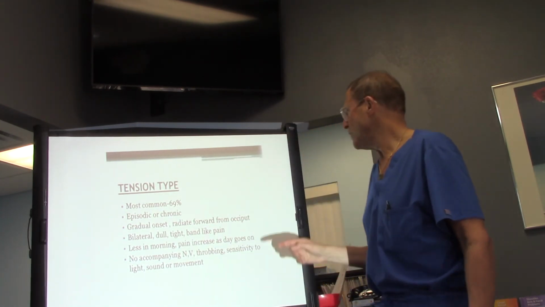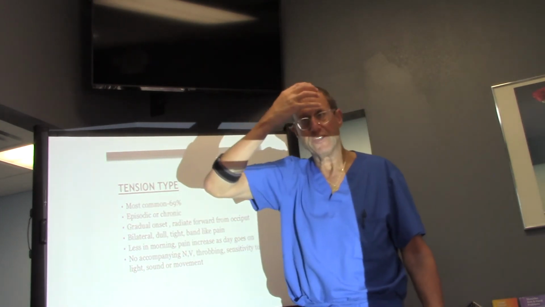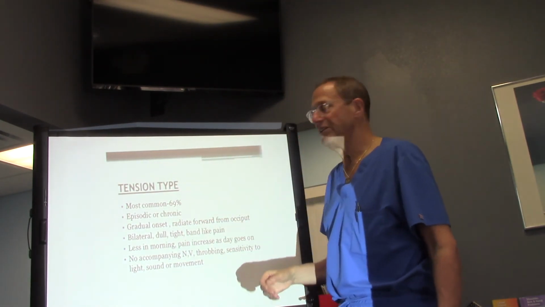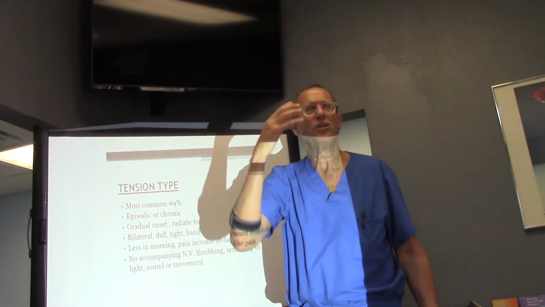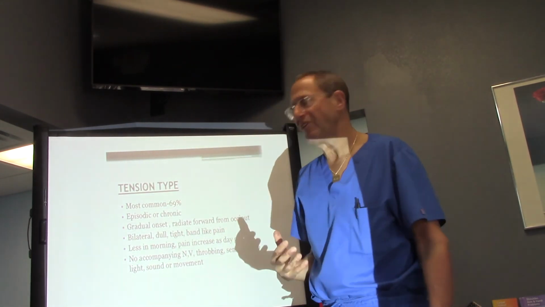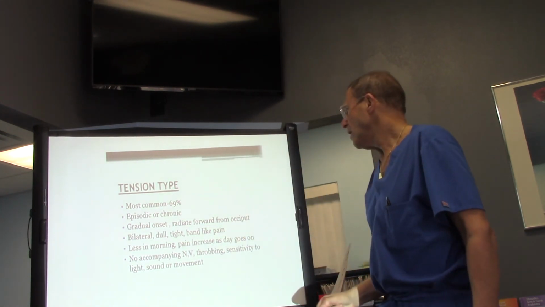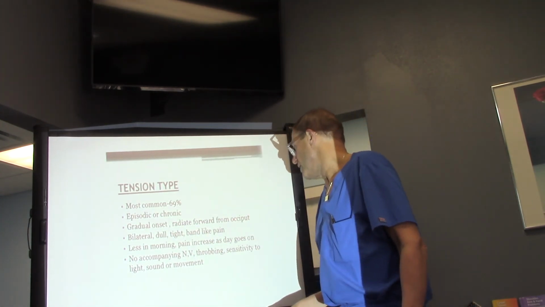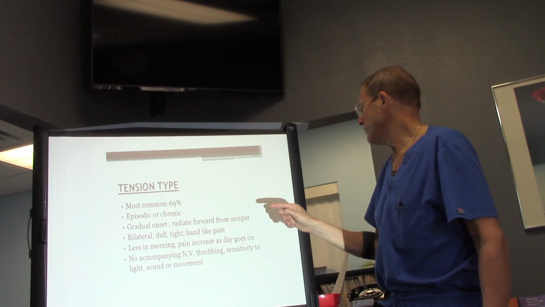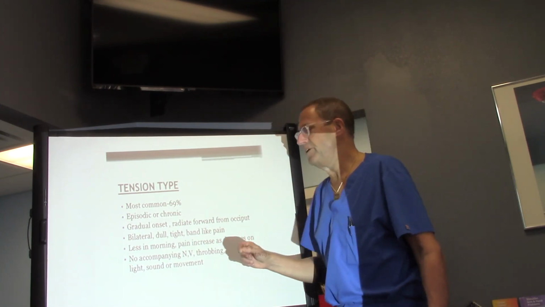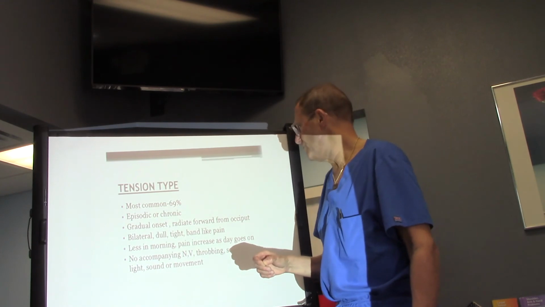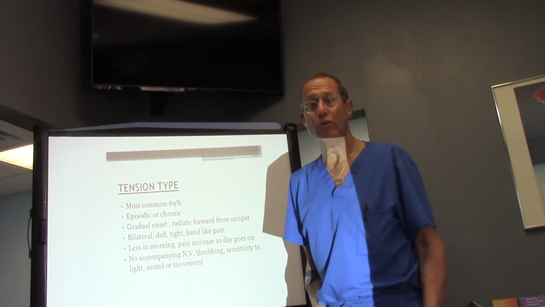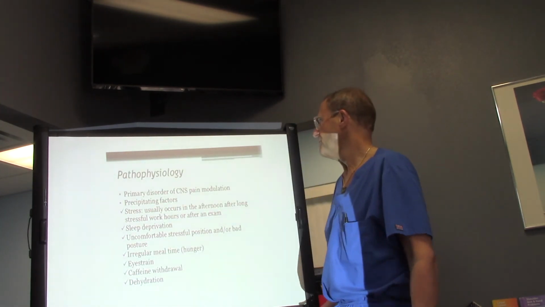Gradual onset, radiates forwards from the back of the head to the front of the head usually, bilateral on both sides. It's dull, tight, almost like a band, like they say, you know, I feel like I'm being squeezed, like my head is in a vice. Less in the morning, but the pain increases as the day goes on, and you'll see why in a little while. There's no throbbing, no accompanying nerve type of pain where you get other types of symptoms, like sensitivity to light, sound, or movement.